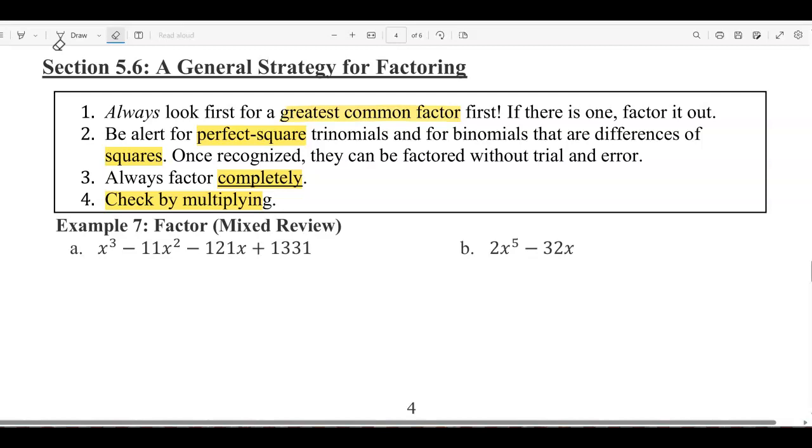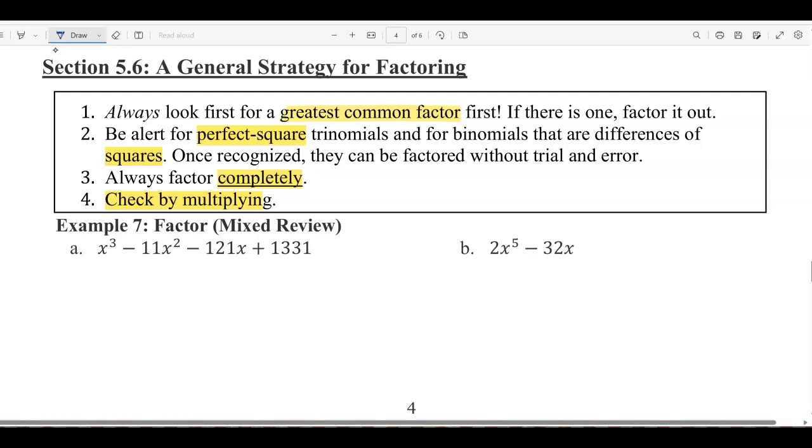Step 3 says factor completely. That means there may be problems, and we're going to do some examples now, where you have to use several different factoring techniques in one problem. And 4, remember that you can always check your answer by distributing and multiplying out to get back to the original problem. So we're going to look at some problems that are challenging, that use multiple techniques, but I think we'll pull all our factoring together.